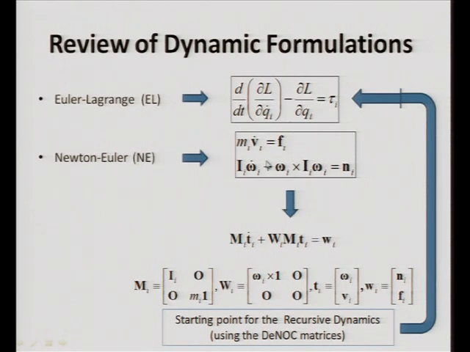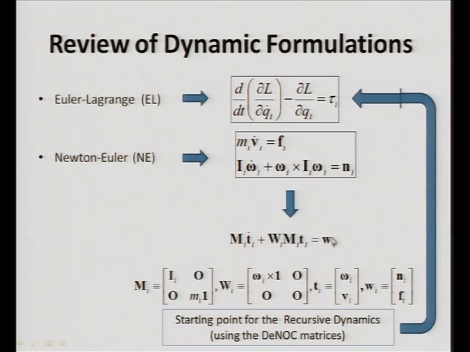Newton-Euler has a feature that it is easy to understand, because from our school level we have been studying it, and it is based on vectorial concepts. So, we can understand what the position is and how the velocity will be moving in a certain direction, whereas Euler-Lagrange is somewhat abstract, and unless you understand it better, it is a little difficult. So, what we do is we start with the Newton-Euler equations. In this equation, M_i t_i dot plus W_i M_i t_i is equal to small w_i. What I am doing is basically putting it in compact form.